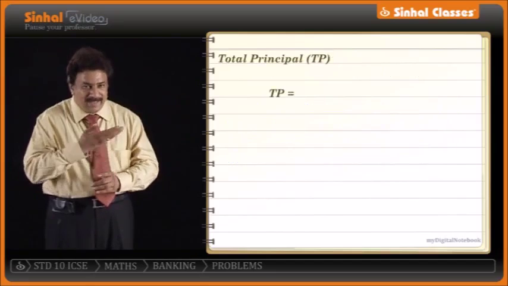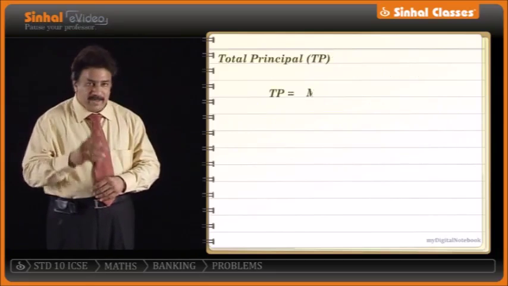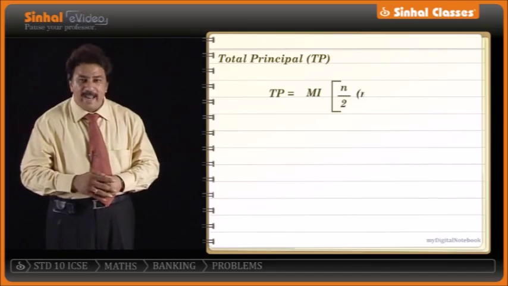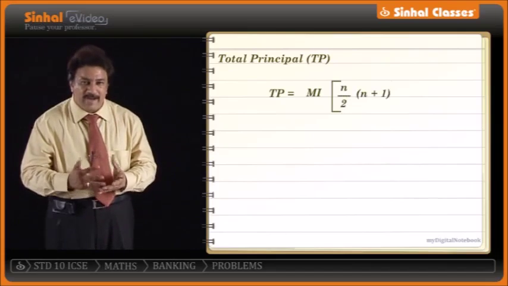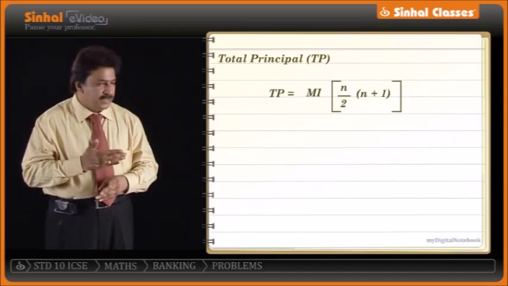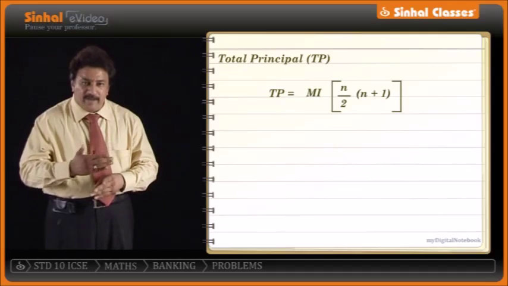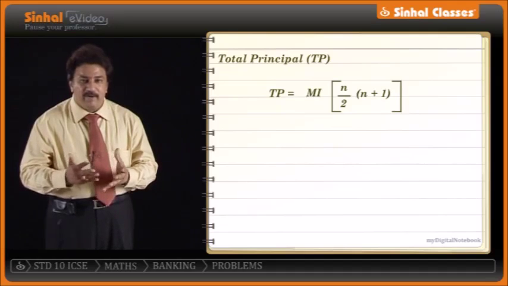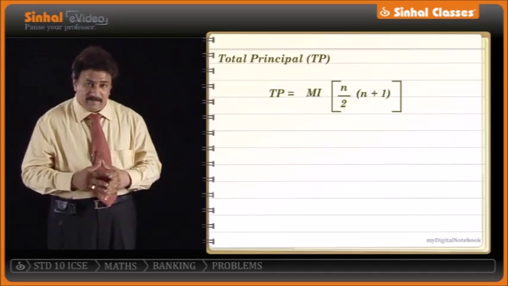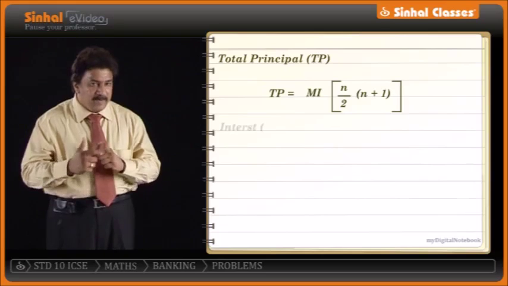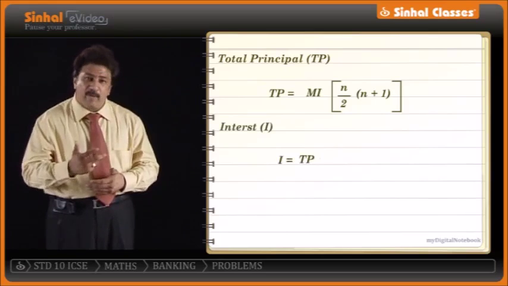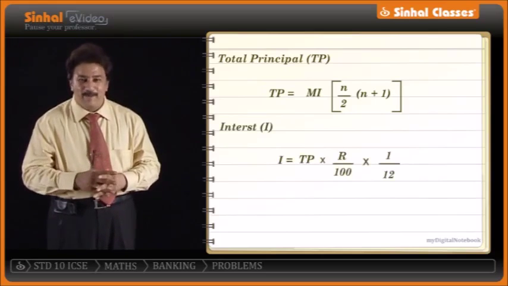Now total principal is equal to monthly installment in the big bracket n upon 2 for the smaller bracket n plus 1, close the small bracket and close the big bracket. I revise once again, that is monthly installment into n upon 2 inside small bracket n plus 1 and we close the big bracket. This is the way you're going to find the total principal. Now how to find the interest? The formula remains the same for that. Interest is equal to total principal into R upon 100, that is the rate, into 1 upon 12.